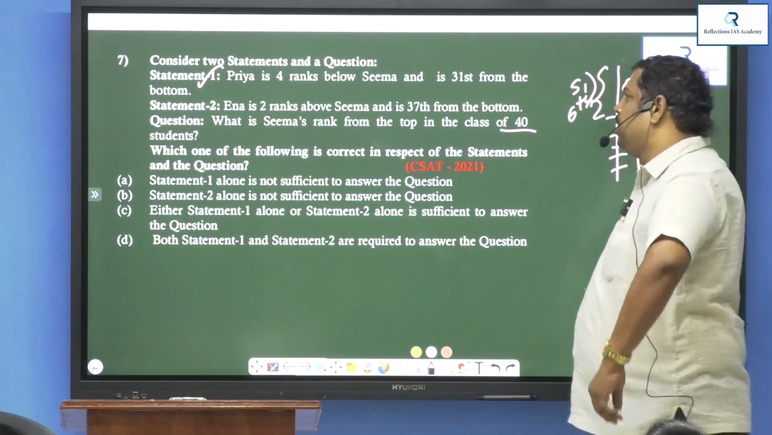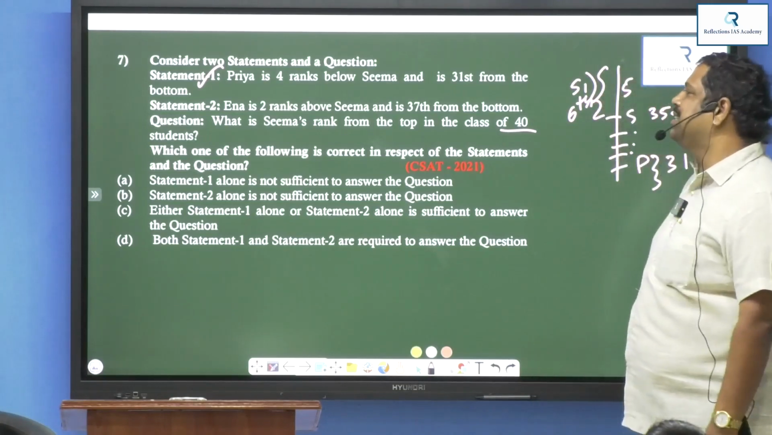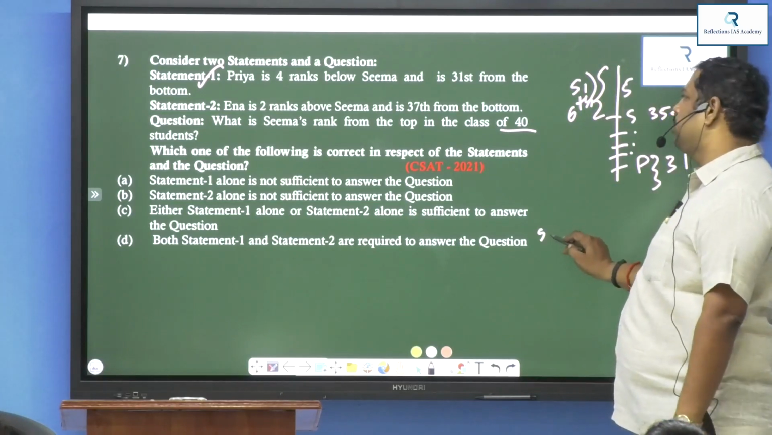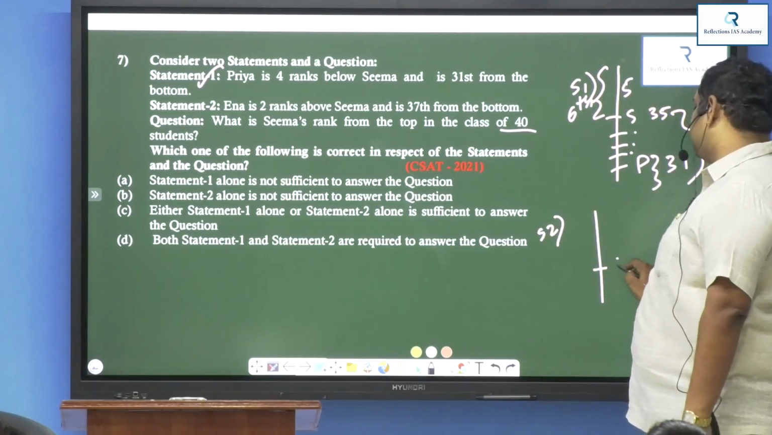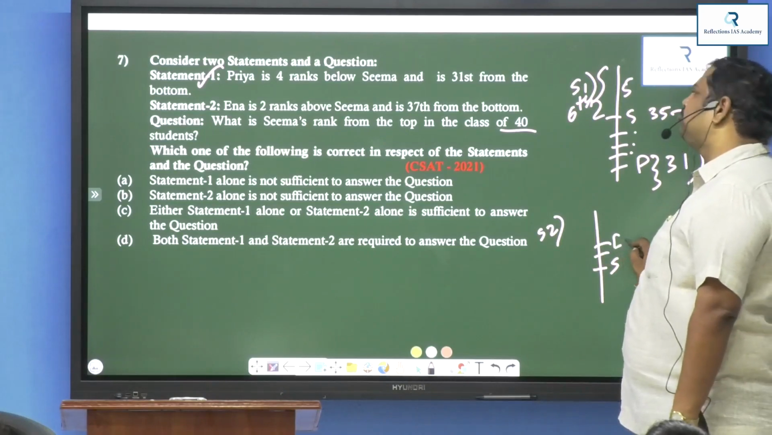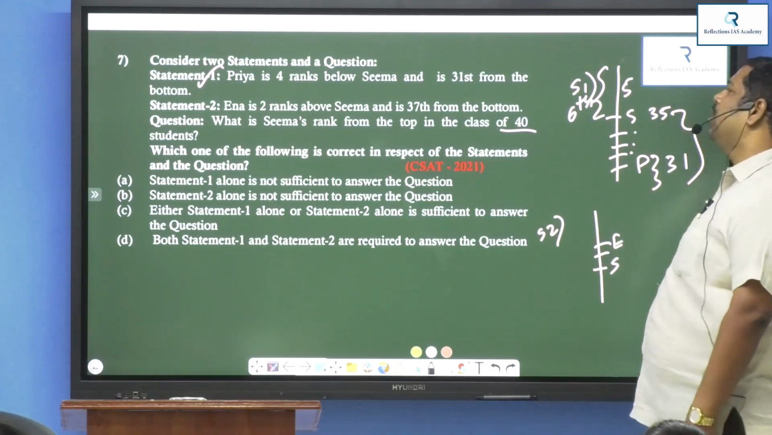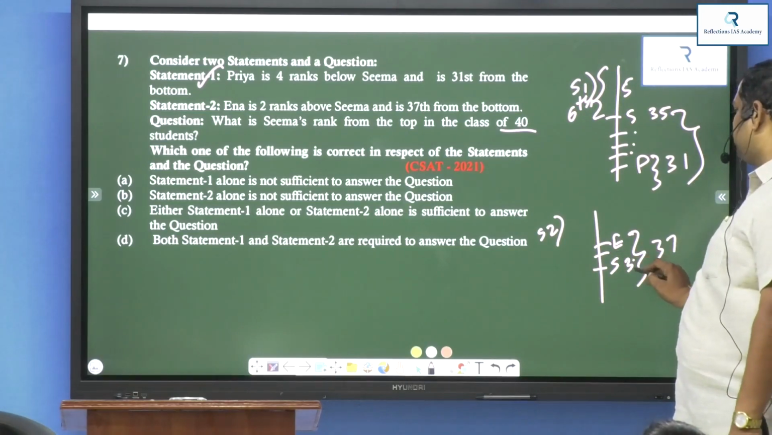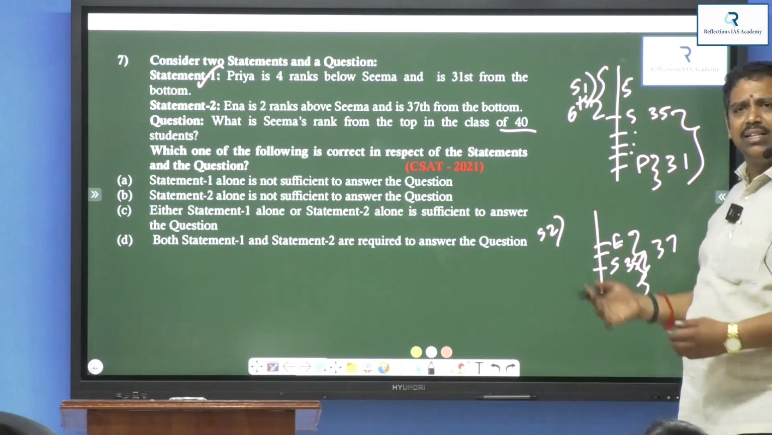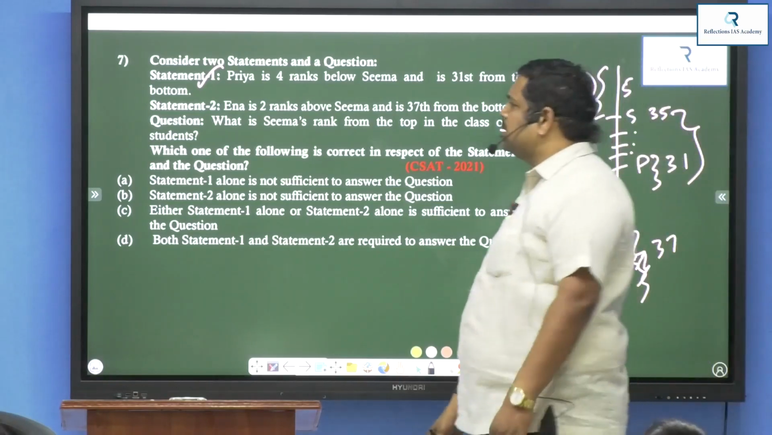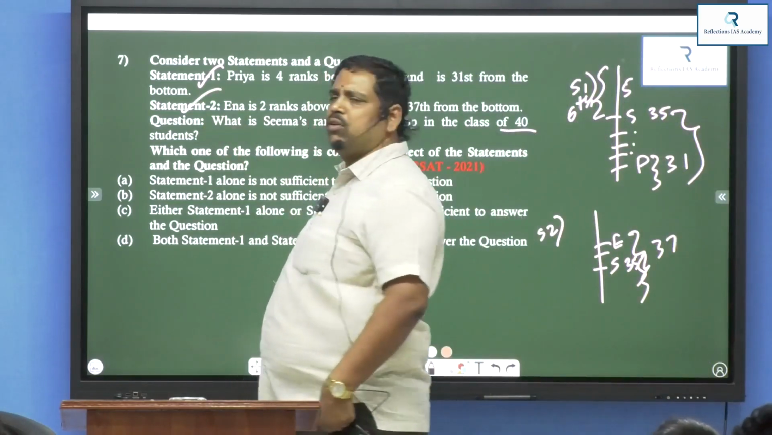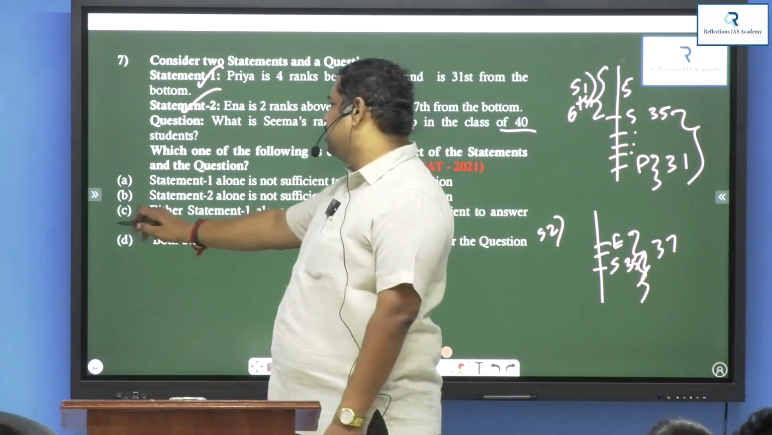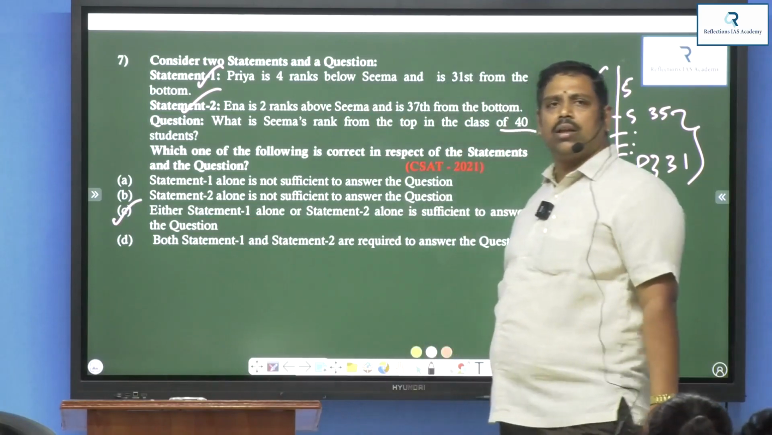Okay, good. So statement 2, Ina is 2 ranks above Seema. Yeah, forget about this one. Yeah, S2 I am going. Ina is 2 ranks above Seema. This is Seema. Ina is 2 ranks above, and is 37th from the bottom. Ina is 37th from the bottom here. 36, 35th from the bottom here. Again, same scenario. Are you able to decide the rank or not? Yes, you can. So S2 is sufficient or not sufficient? S1 alone sufficient? S2 alone sufficient. So can I say that either or? So what's the answer here? C. Am I clear?